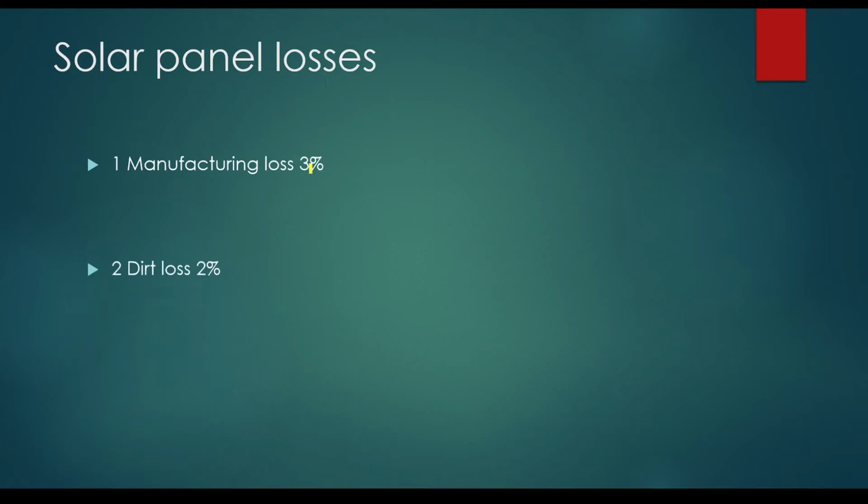Another is the dirt loss, guys. There is a lot of dust on the solar panel because of the wind and the climate. So we assume a 2% dirt loss, and another is temperature derating.